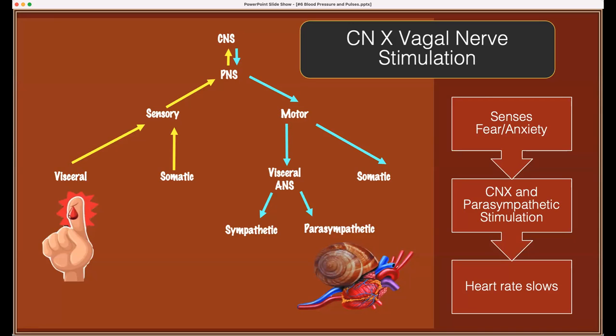And just a refresher on these pathways, the cranial nerve 10, the vagus nerve, can be stimulated with a very upsetting event. Fear, something just upsets you terribly. You can get this visceral response that activates the parasympathetic nervous system. And the cranial nerve 10, part of the parasympathetics, affects the SA node and the heart rate slows.